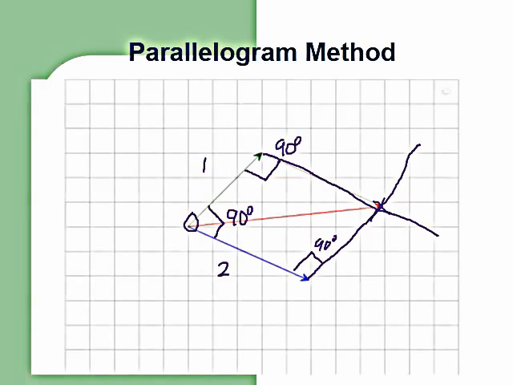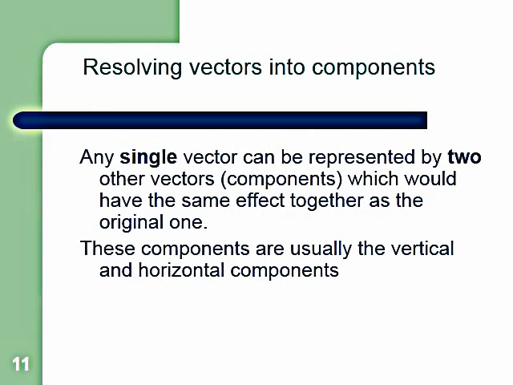I don't mind which method you use, as long as you're attempting them, as long as you get the right answer. It's up to you, and both are acceptable. Okay, so the next thing is resolving vectors into their corresponding components. So any single vector can be represented by two other vectors, known as components, which would have the same effect together as the original one. Okay, these components are usually the vertical or y component and the horizontal component or the x component. Okay, so you can break them down.